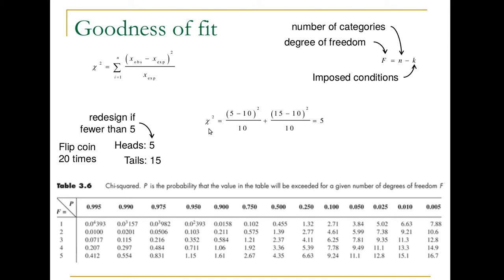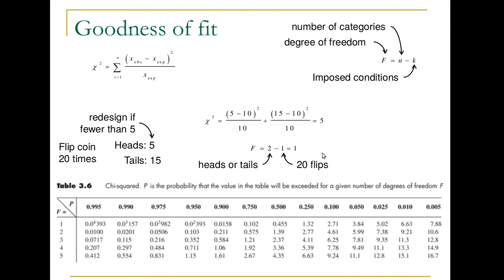So here we calculate chi-squared. We have n equals 2, so there are 2 different ratios that we're taking here. 5 minus 10, where 10 is the expected value of heads and 5 is the observed value, squared, divided by the expected value. And then the same thing for tails, so 15 minus 10, squared, over 10. So that gives us chi-squared is equal to 5.